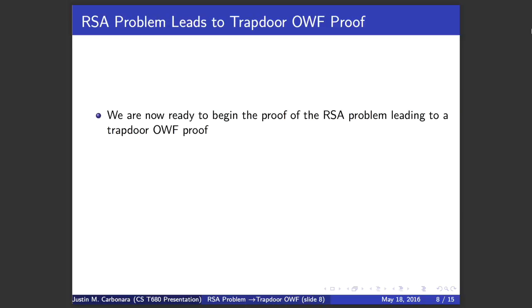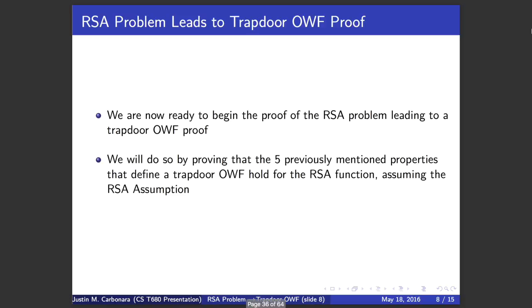We're now ready to begin the proof that the RSA problem leads to a trapdoor one-way function. We will do so by proving that each of the 5 previously mentioned properties that define a trapdoor one-way function hold for the RSA function, again assuming the RSA assumption.